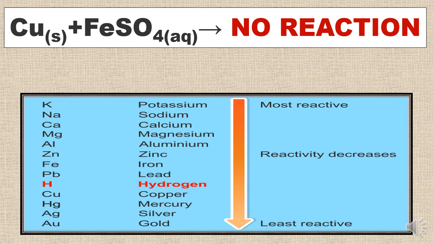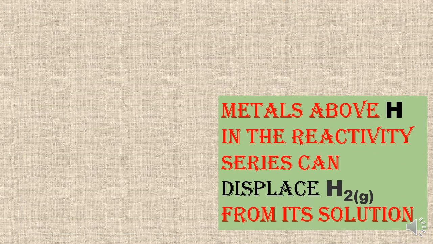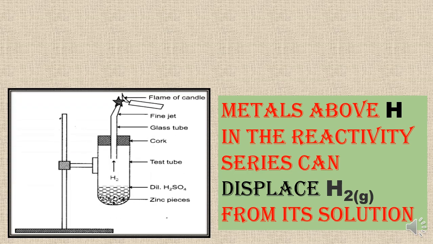Now, what will happen if we consider the opposite reaction? That is, when a copper base is placed in ferrous sulfate solution? Correct, there will be no reaction because copper is less reactive than iron and so it cannot displace iron from its solution. Remember, the metals above hydrogen in the reactivity series can displace hydrogen gas from its solution.